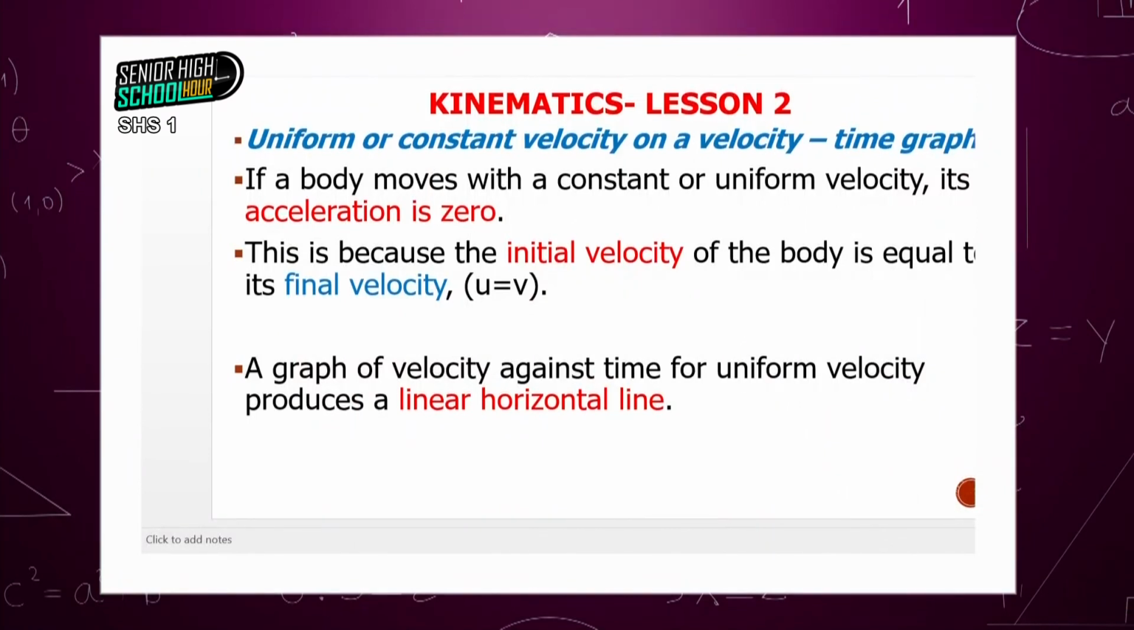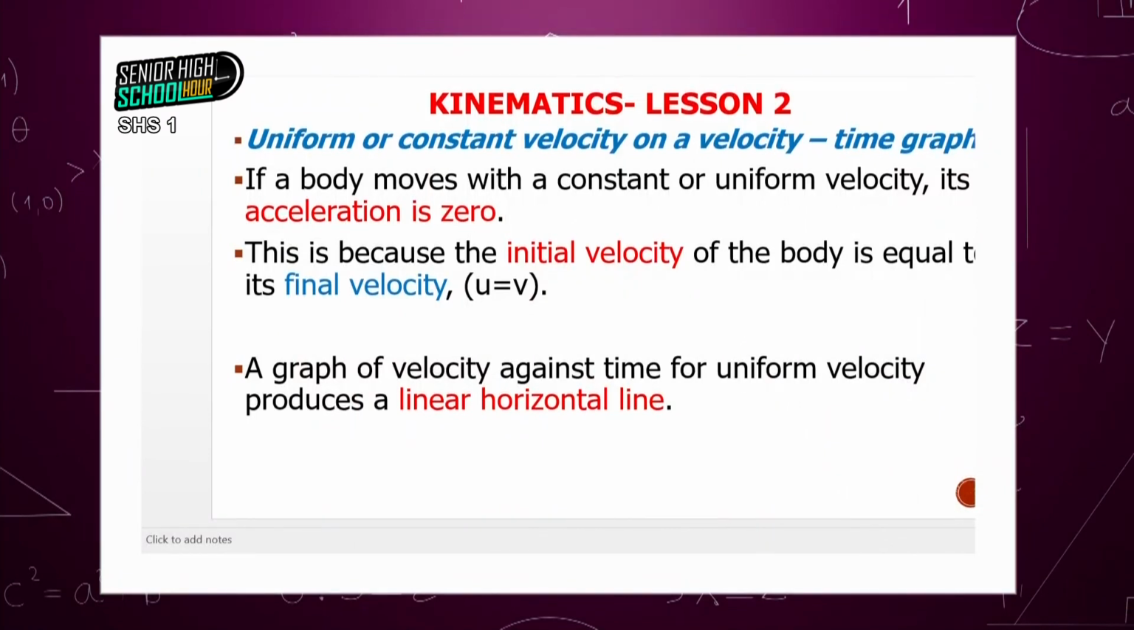Because the initial and final velocities of the body become the same. They are equal. So the body began moving with maybe a velocity of 10 meters per second. It ends the motion with the same velocity, 10 meters per second. So you see the change in velocity becomes 10 minus 10, and that becomes 0. So in effect, the total acceleration of the body becomes 0. And so we say that the body moving with a uniform or a constant velocity does not accelerate.